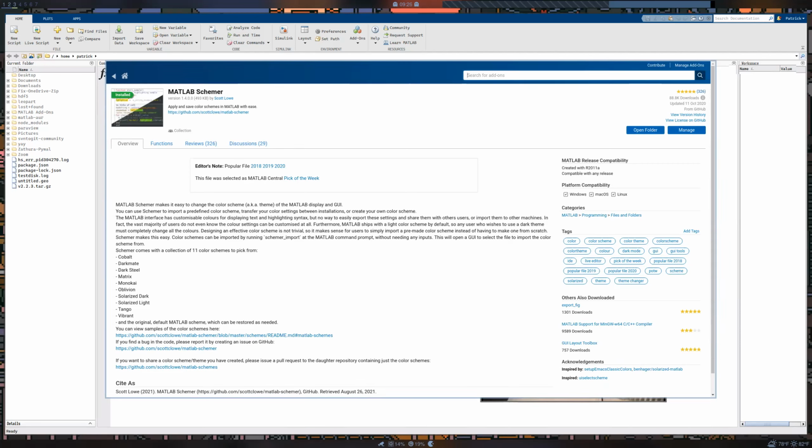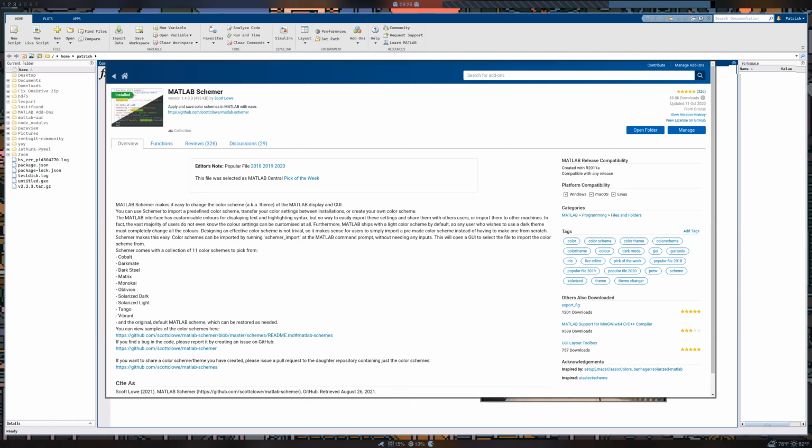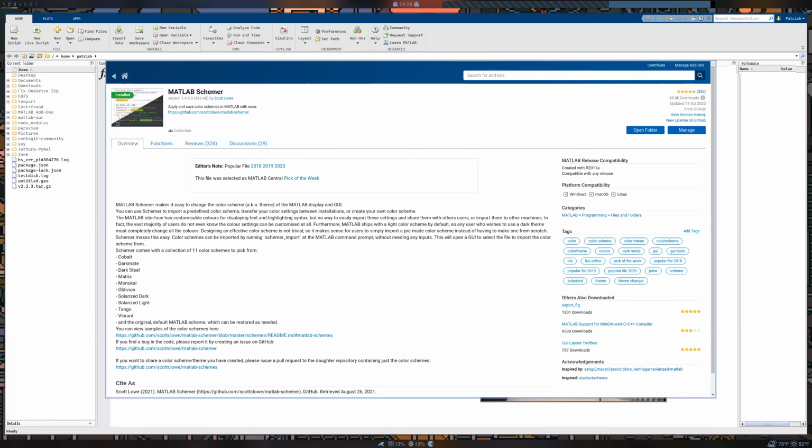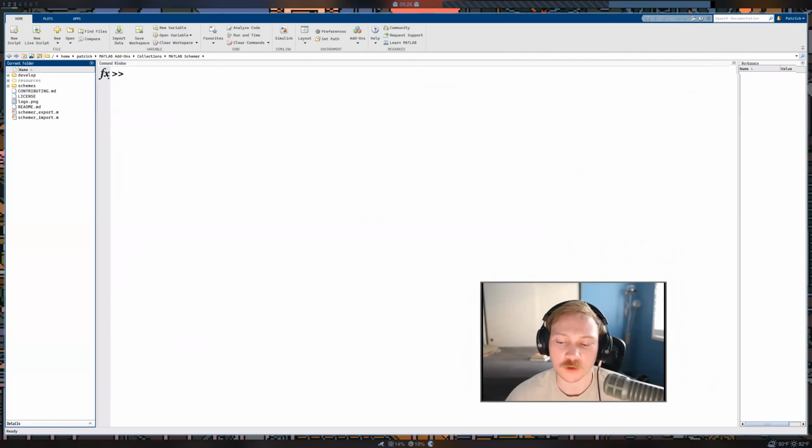So you'll see over here on the right, it's going to say something like add to MATLAB. Again, you can check the slides. I've already downloaded it, so you see I have different options, open folder and manage. If I click on open folder, you'll see on the left of MATLAB my current folder is going to change to where MATLAB Schemer is installed on my computer. We're only doing this so we can look at the different schemes that are installed by default.